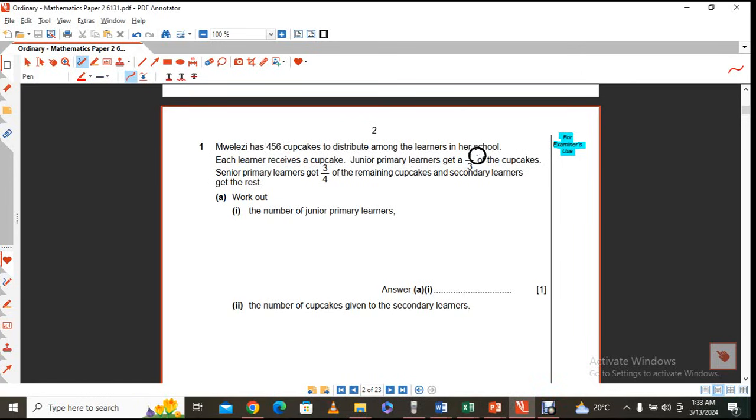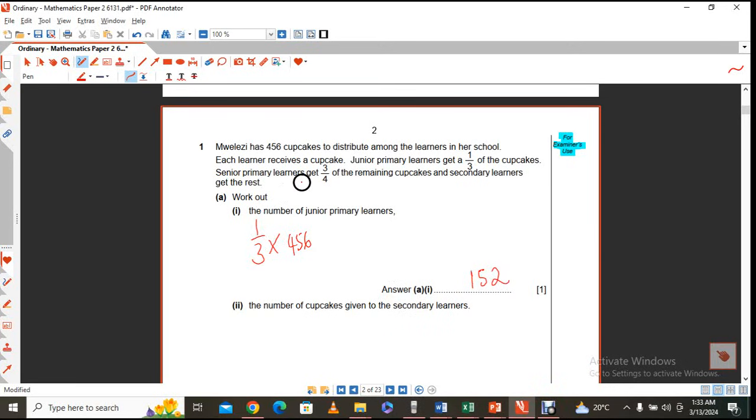The junior primary learners get a third of the cupcakes. This question asks you to work out the number of junior primary learners. That means you take a third of the 456 in order for you to know how many learners there are. So this answer is 152, straightforward.